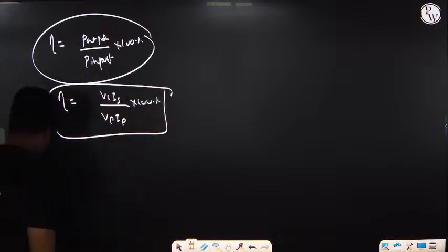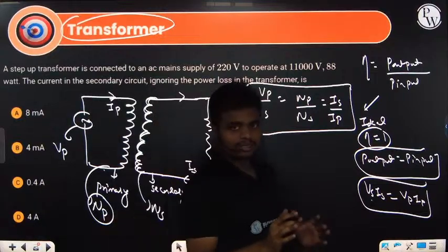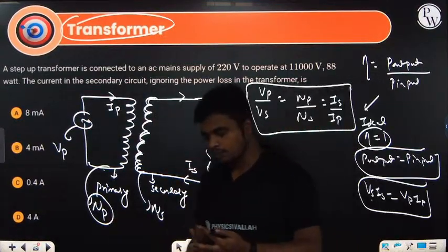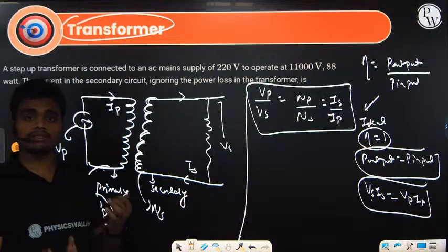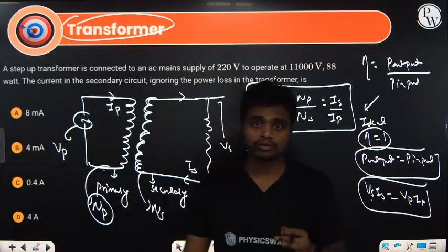There are some more points in the transformer, like the different losses. We have hysteresis loss, eddy current losses, and flux losses. So go and read the NCERT for those things.